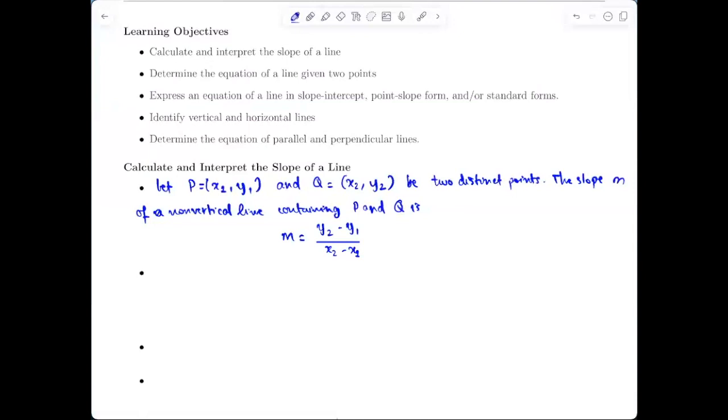All right. So the slope of a line going through 2 points is given by this formula. And this is a fraction. Again, when you see a fraction, you don't want the denominator to be equal to 0. Therefore, you impose the condition that x1 has to be different from x2. We will consider the case where x1 equals x2 in the next few bullets. But for now, in general, the slope of a non-vertical line going through 2 points P and Q is given by y2 minus y1 over x2 minus x1, given that x1 is different from x2.